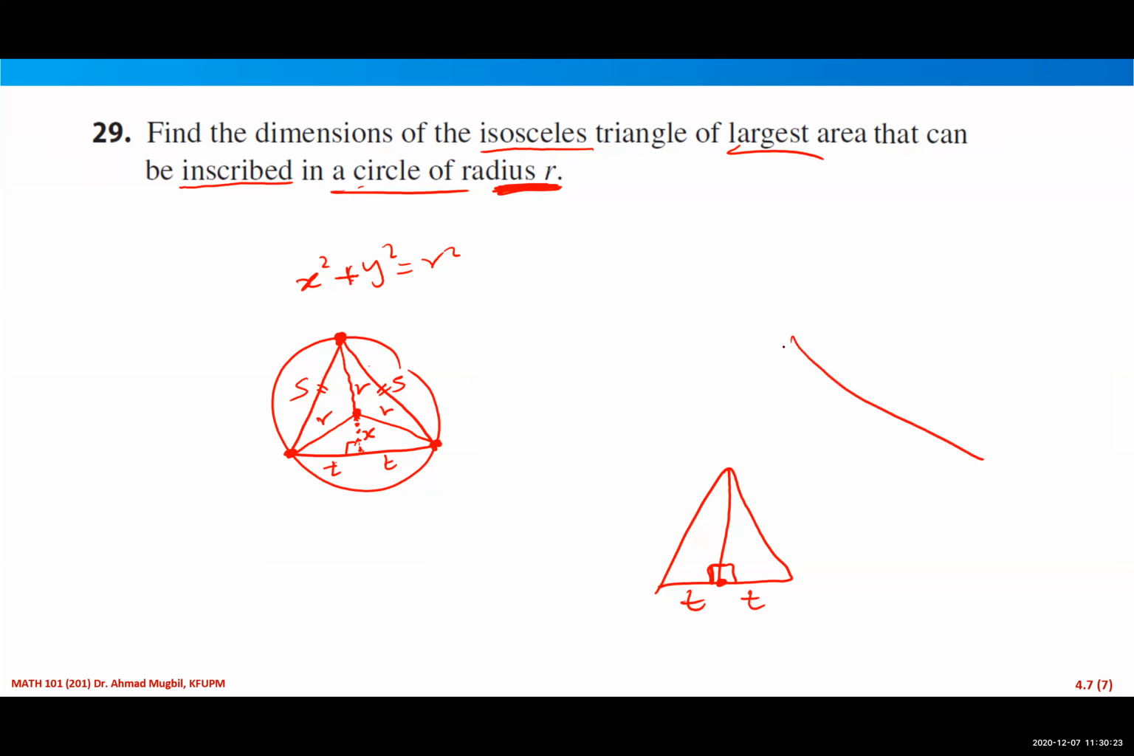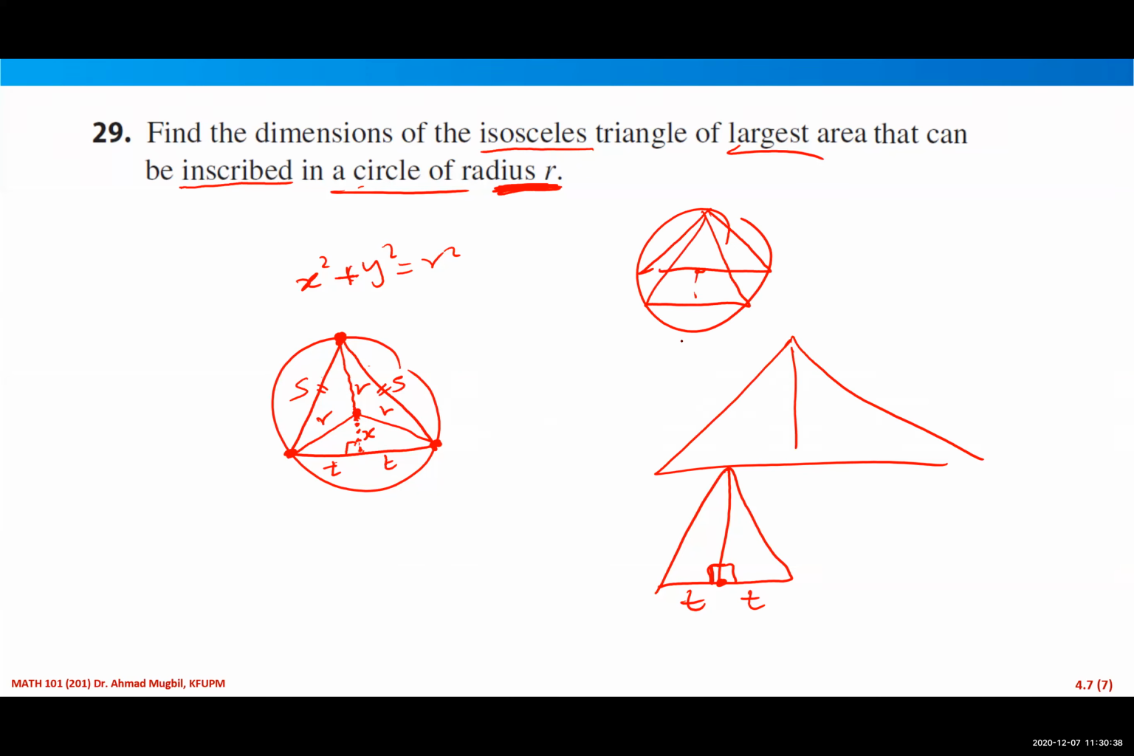If you draw the triangle at the center, for example, this x is 0. But if you draw it here, this x will help in determining the positions of the vertices of the triangle.